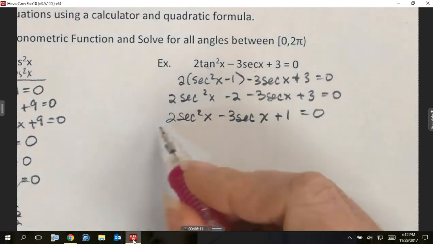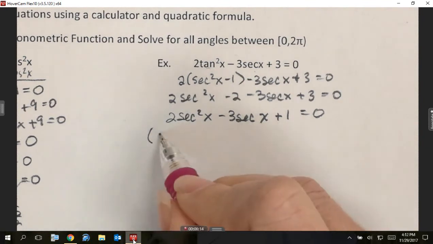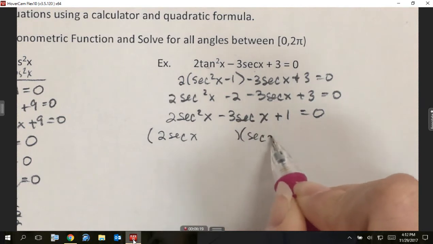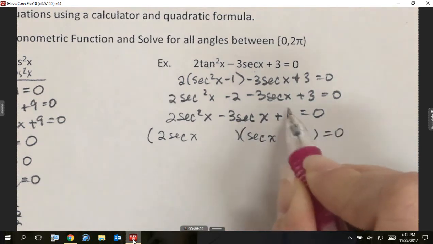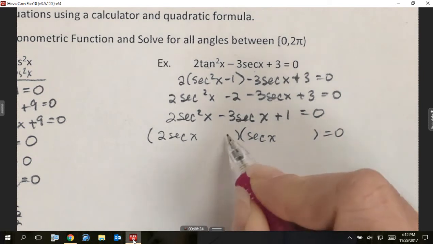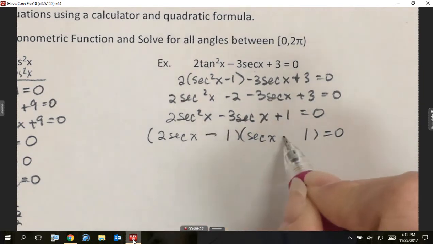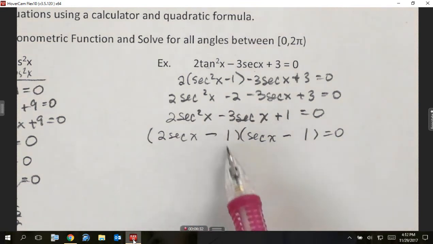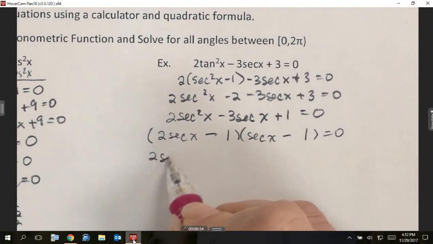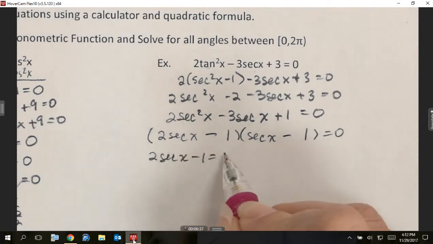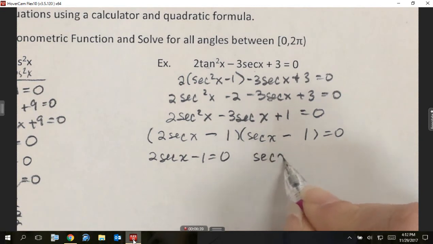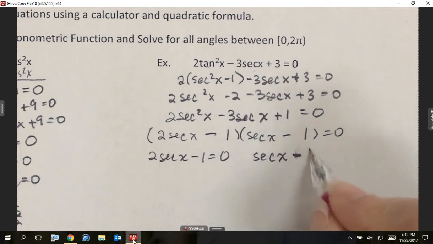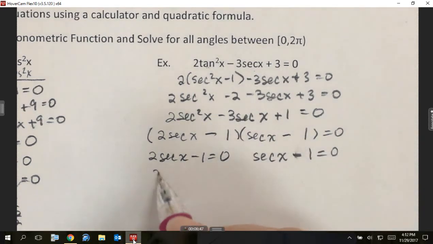Okay, we've got a trinomial, no GCF, so I'm just going to factor by guess and check. 2 secant x and secant x. Over here is a plus 1, so both signs are the same, and they've got to be 1. Both signs have to be negative to give me that negative 3. If you're not sure you're factoring it correctly, you can multiply it back together to check. Once you know it's factored correctly, we're going to set each factor equal to 0 and solve each factor.